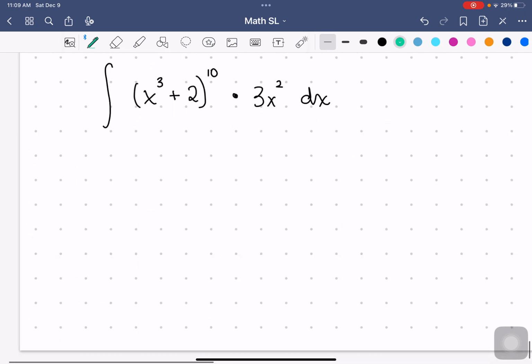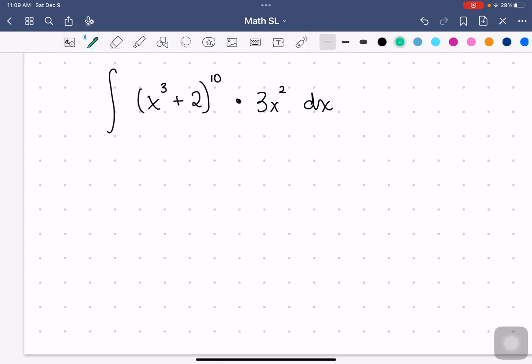Now let's do this one a little bit faster. Try to pause the video and solve it on your own. See if you can do it. Okay, now I'm going to solve it. I'm seeing my function here. My function is going to be to the power of 10, and my u is probably going to be this, I'm guessing, because it's longer, it's more complicated. So let's start out with that.